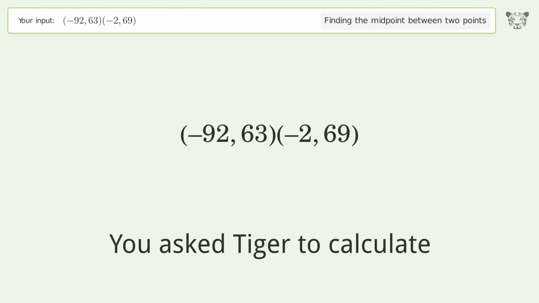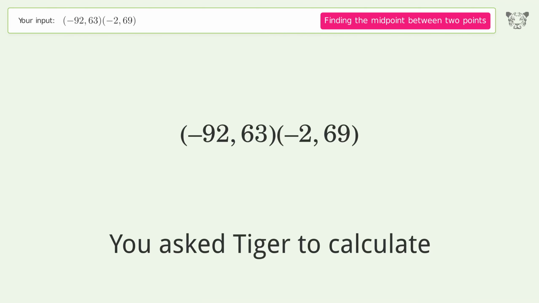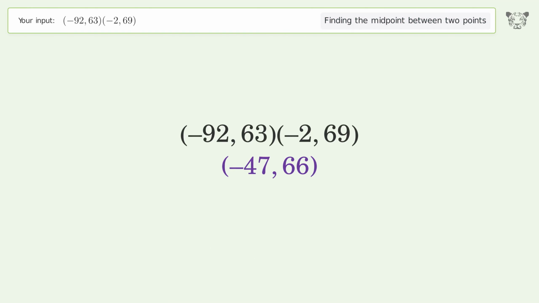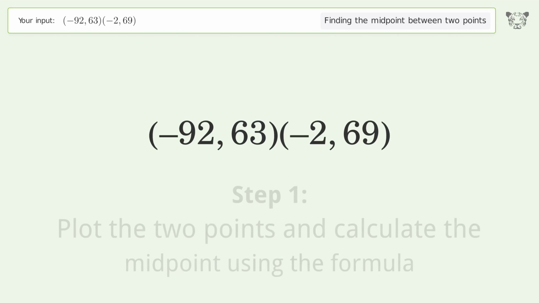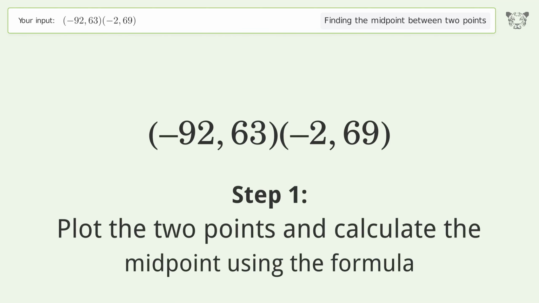You ask Tiger to calculate. This deals with finding the midpoint between 2 points. The midpoint between the 2 points is negative 47, 66. Let's solve it step by step. Plot the 2 points and calculate the midpoint using the formula.